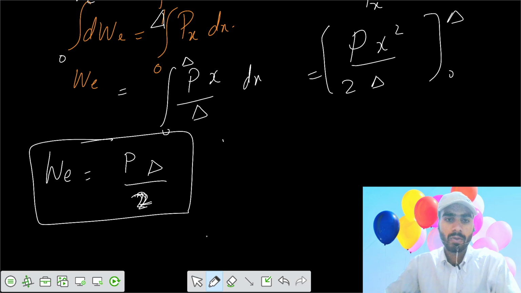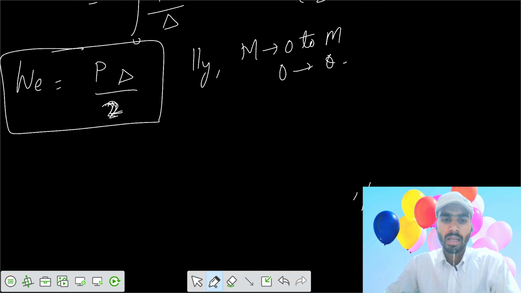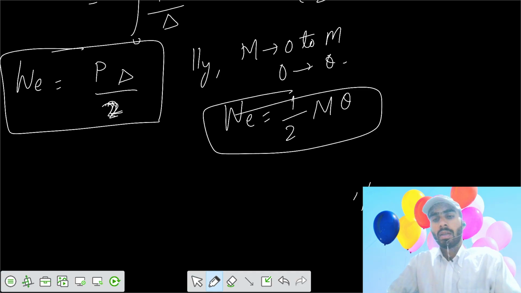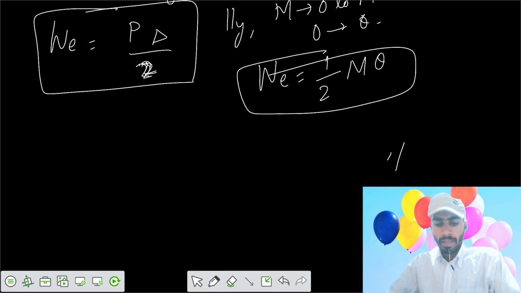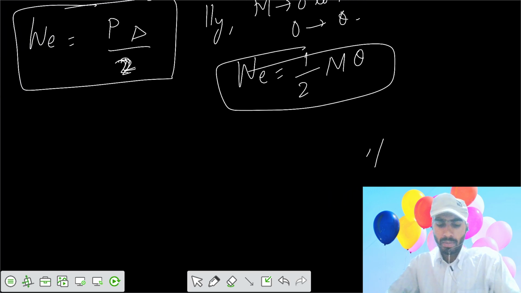On similar grounds, for a moment applied gradually from 0 to M, deforming the material from 0 to some theta, the external work done because of that moment equals 1 by 2 of M into theta. Similarly, we can now go for internal strain energy.